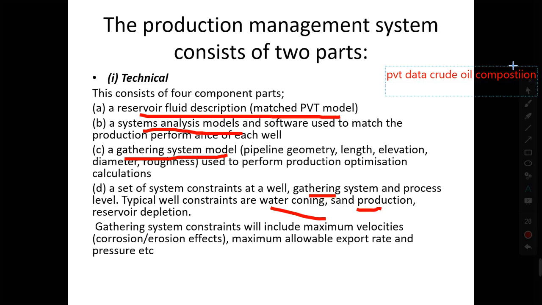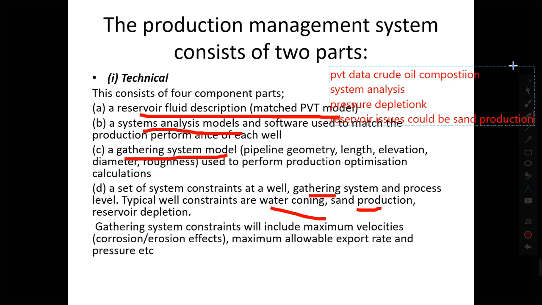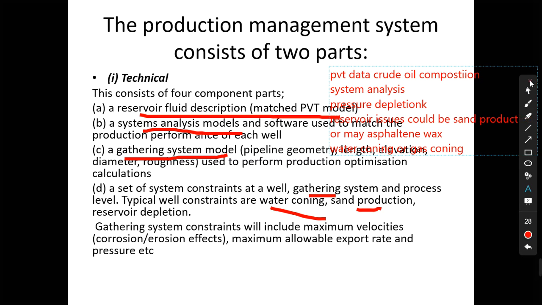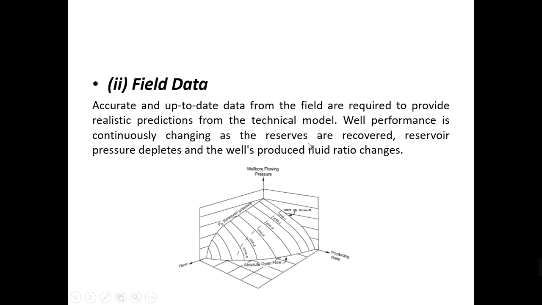Okay, you have to look at the system analysis, pressure depletion, or reservoir issues. Could be sand production, or maybe asphaltene, wax production, or could be water coning or gas coning issue. So these are the issues possible that you have to monitor and look at them in the coming time.